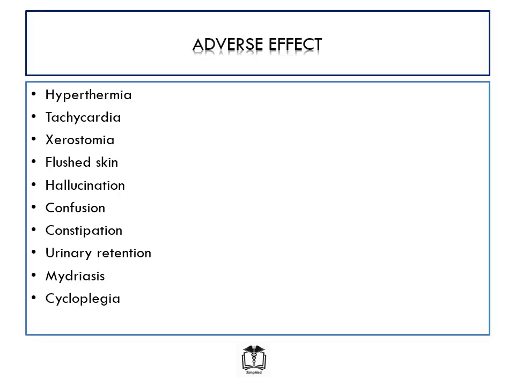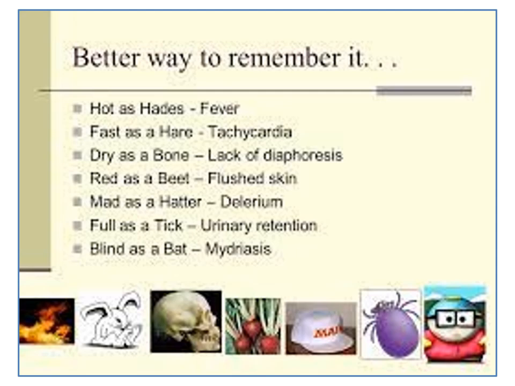The adverse effects of cholinergic antagonists include things like hyperthermia, tachycardia, xerostomia. Xerostomia is dry mouth. Hyperthermia is an increase in temperature. There's flushed skin seen, hallucination tends to occur, confusion as well, constipation, urinary retention, mydriasis, and then cycloplegia, which is loss of accommodation. These are all side effects of cholinergic antagonists. And there's a unique way to remember each of the different adverse effects of cholinergic antagonists. I tend to use this song to teach students regarding it.